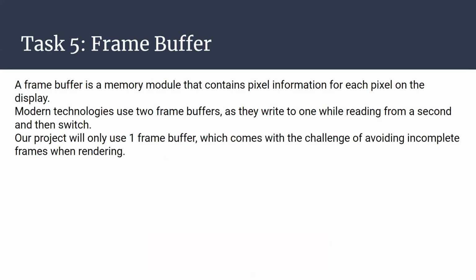So the next task was the frame buffer. Now that's actually just a memory space that stores the pixel information for each pixel on the display. Modern technologies use 2 frame buffers as they write to one while reading from a second one. That way they can try to prevent some of the issues, like if you're drawing an object and you're outputting to the monitor, you don't want that object to only show up halfway. Unfortunately, since we're limited by memory, we're unable to do that. So we're only using 1 frame buffer, which does introduce this issue a little bit, as you'll see later on.